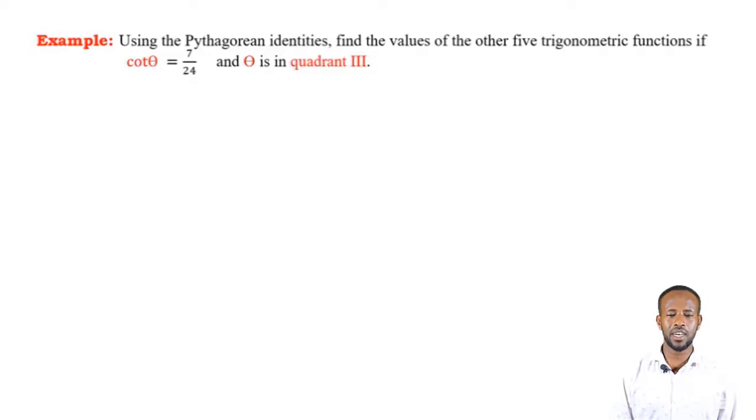We have cotangent theta. Which trigonometric function can you get easily without calculation? By looking at it like this, which one?